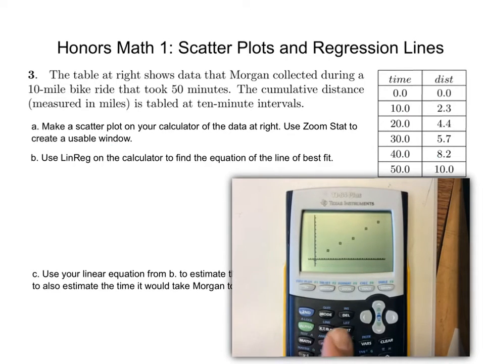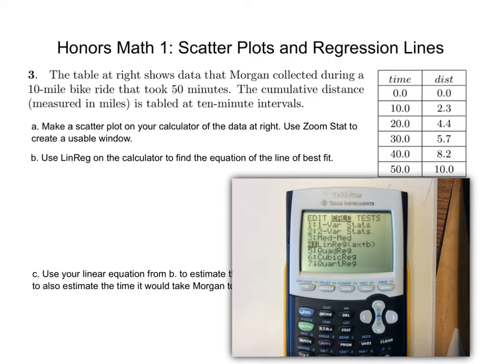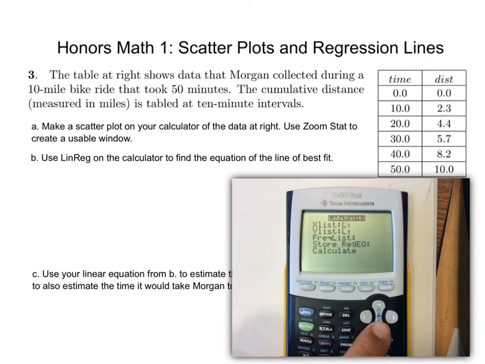So to do that, I will push stat, go over to calculate, and go down to 4, which is linear regression. Push enter. Now it's asking me what list I want to use. Now my X's were my L1s, but my Y's were my L2. So I want to change this to L2. And to do L2, I push second and the number 2, and it gives me my L2. I don't just want to type in L2. Go down to calculate, and you can see it gave me my equation to get my line of best fit.